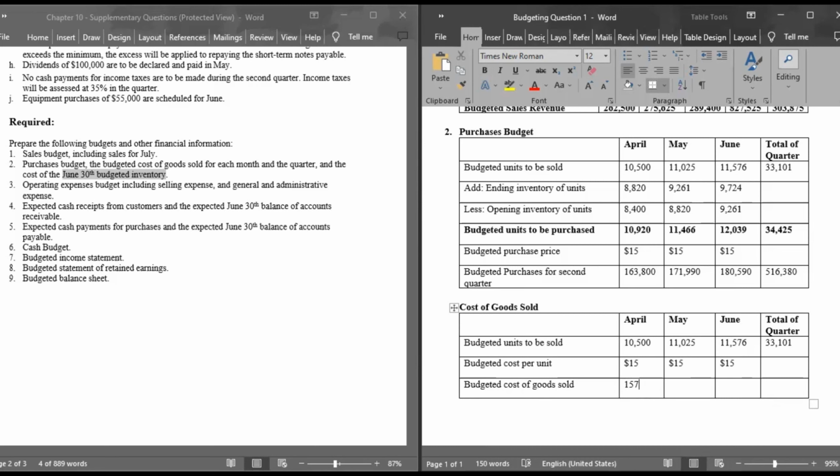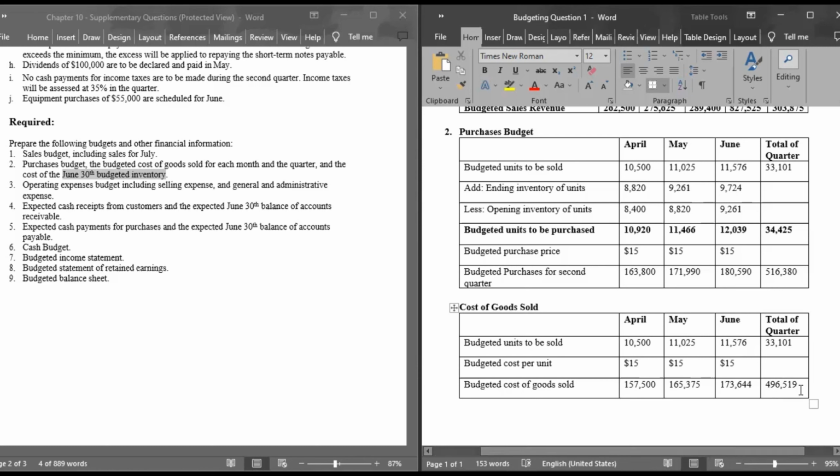157,500. 157,500. 165,375. Okay, next. 173,644. Okay, so just take the total of these values. 496,519.